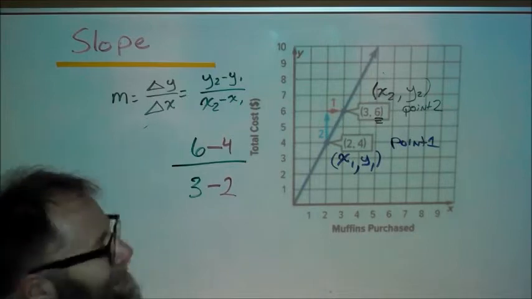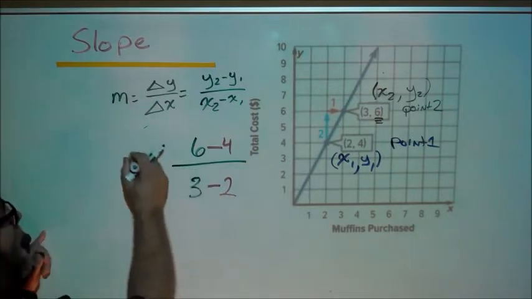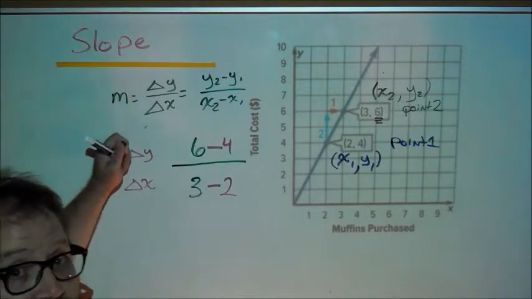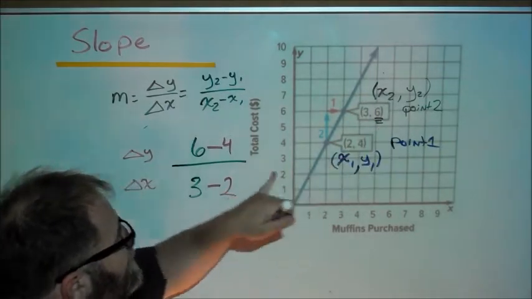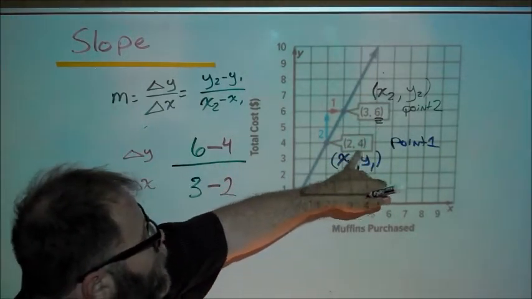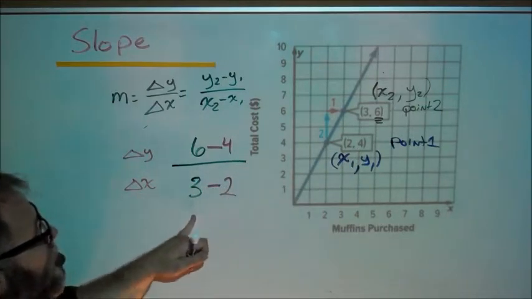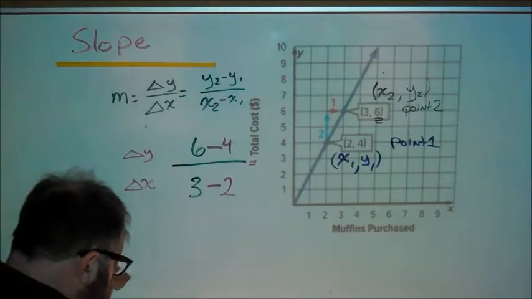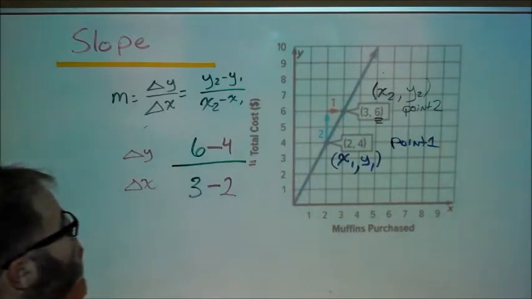There it is. Okay, so just to be clear here, we've got our y's over our x's, change of y, change of x. Y is always going to be our numerator. So I've got my second point, 6, minus my first point, y, or my first point, 4. And then I just do the math here.